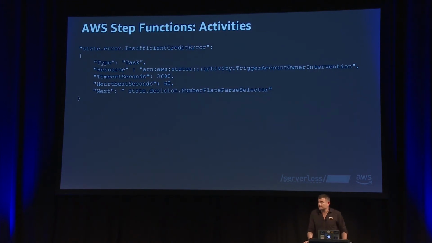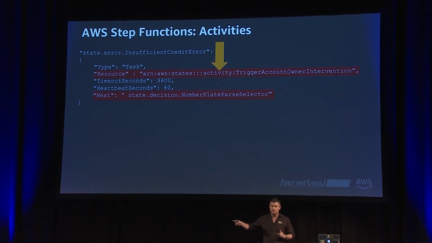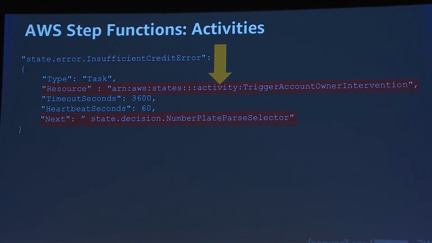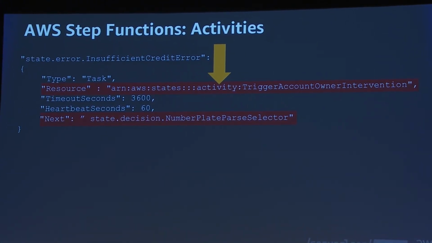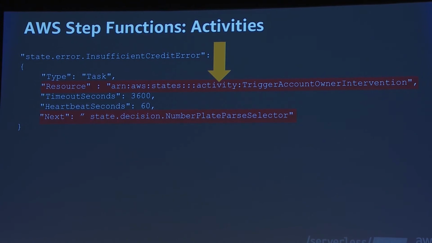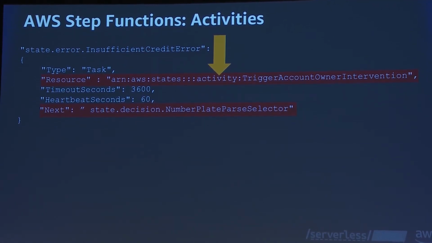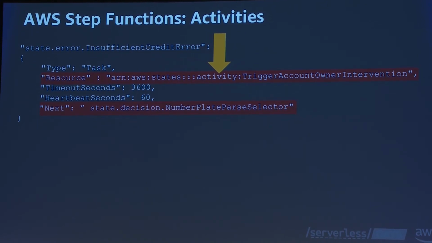So this is what it looks like. In the state that happens to be an activity rather than a Lambda function defined as a task, then rather than using the Lambda function ARN, the Amazon resource name, you use the ARN of an activity. And you can just create as many activities as you like. They're basically just placeholders. The state machine will stop there until somebody calls send task success or send task failure. And then if send task success is called, then the next state will be entered.